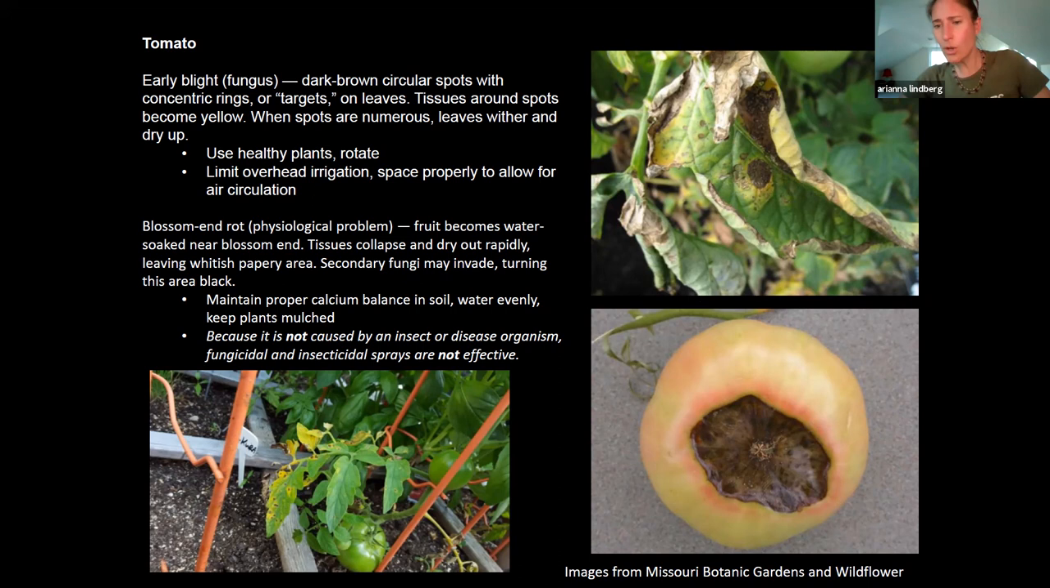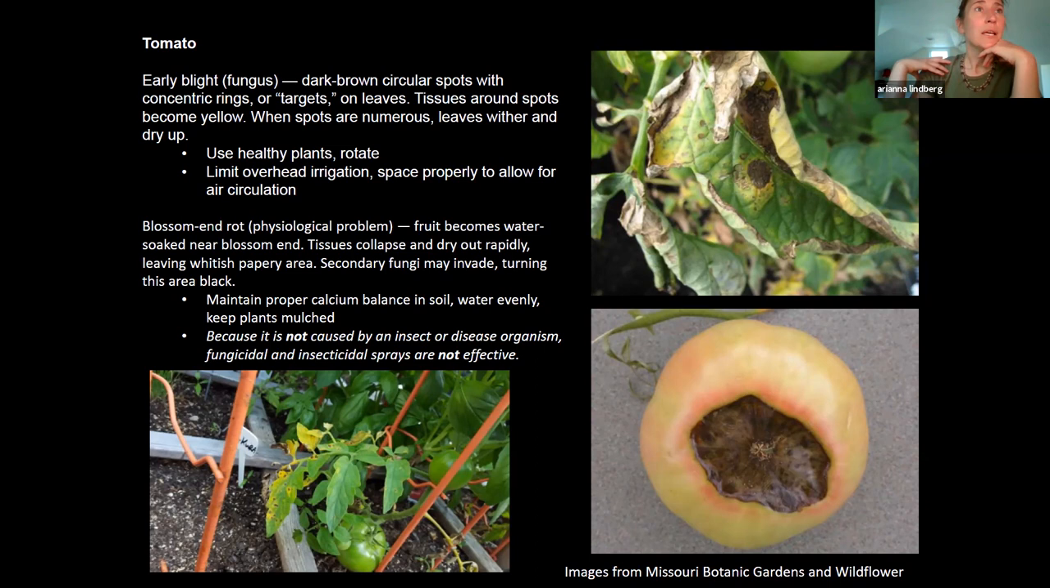I'll quicken up. So tomatoes, blight. You've probably all heard of blight, which again is another fungus. Dark brown circular spots will show up on your leaves. Again, the best course of defense is to, of course, use healthy plants, but then also rotating in your garden space, right? So you're not growing the same thing year after year in the same spot.